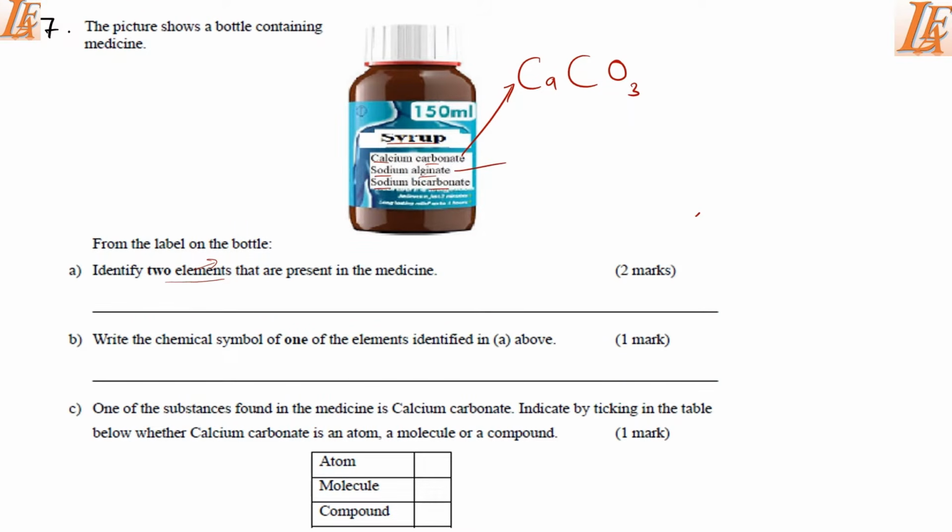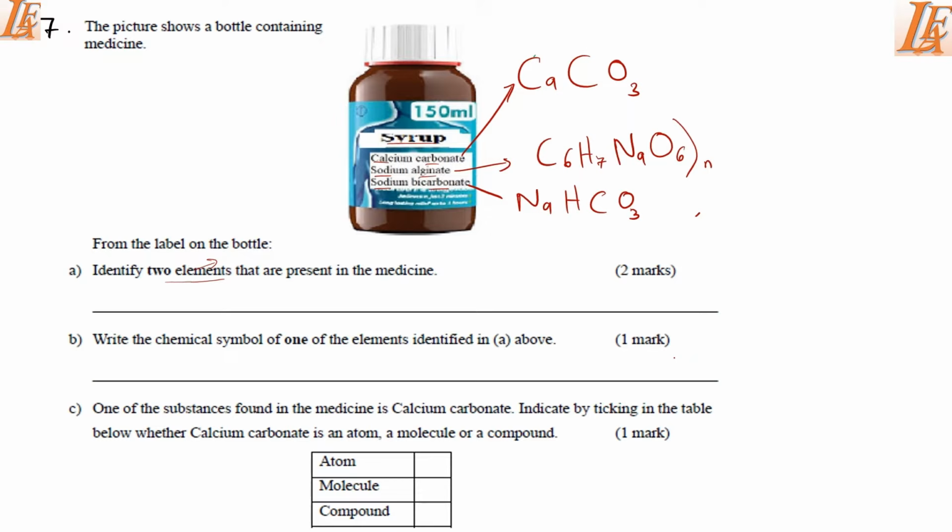Then we have sodium alginate. Its formula is C6H7NaO6, and in general formula it can have n, where n is the number of units. Then we also have what we call sodium bicarbonate, and it's written as sodium hydrogen carbonate, like that. So for us to identify the elements present, we can now use these symbols.